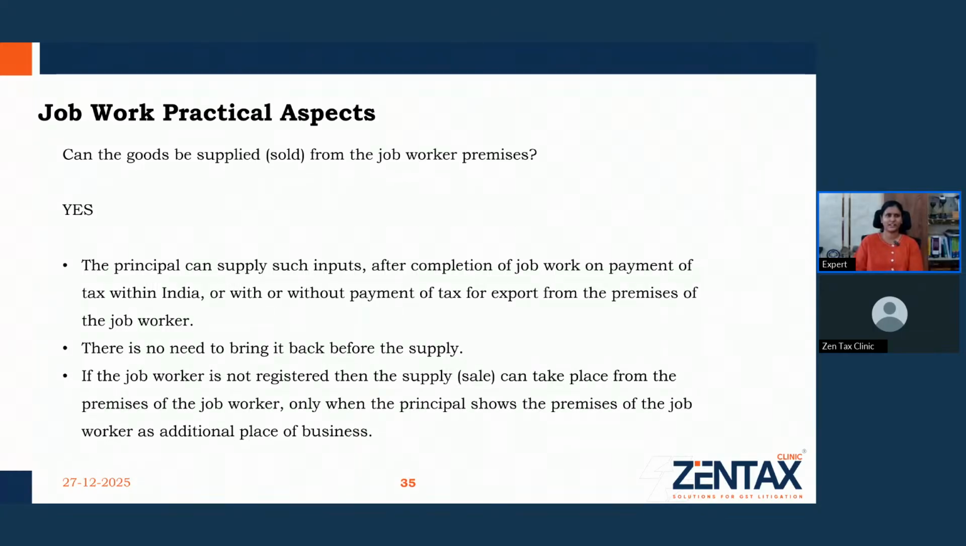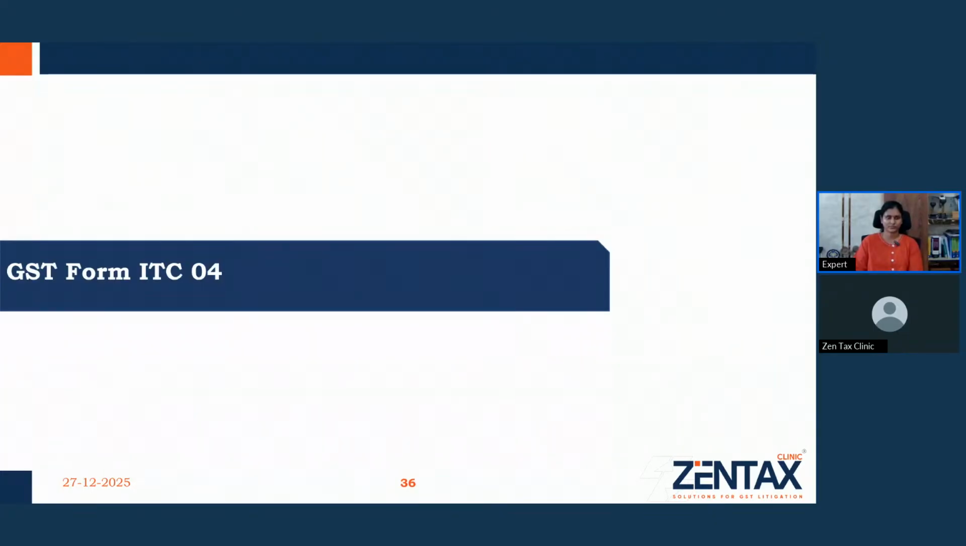To add, in case the job worker is not registered, let us say for example we are the principal manufacturer and we are sending our goods to a job worker who is unregistered. In such a scenario, we should add their place of business as an additional place of business with us. So only in that scenario, we can direct them to send the goods directly to our customers. So these are all the provisions which are related to job work.